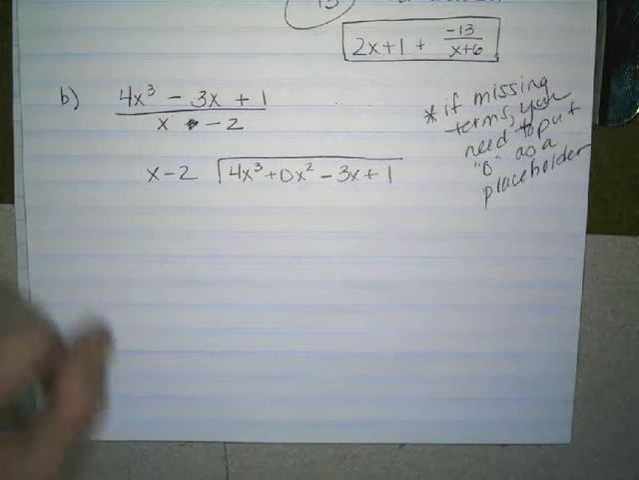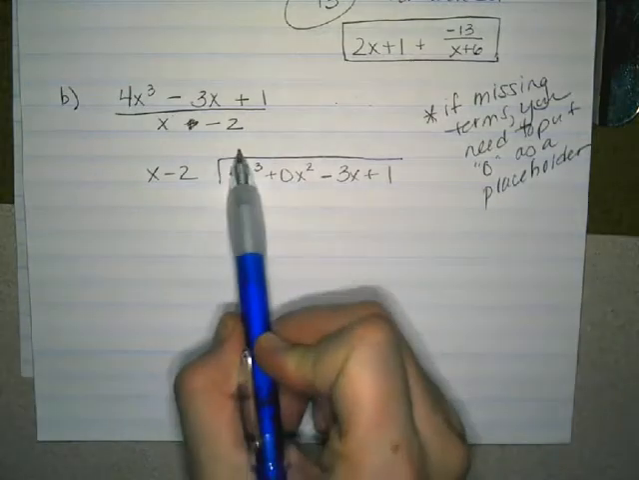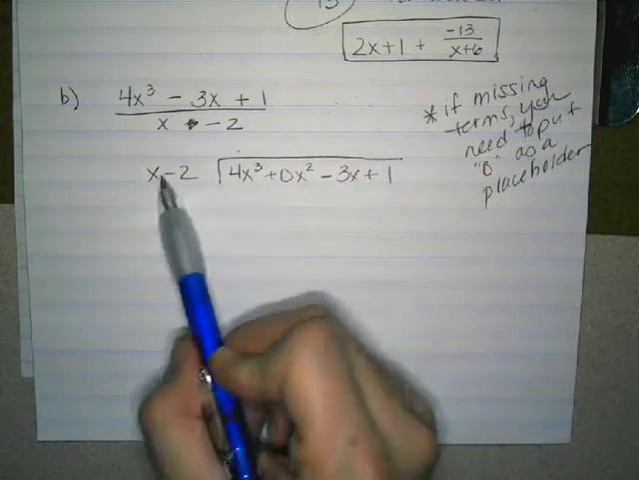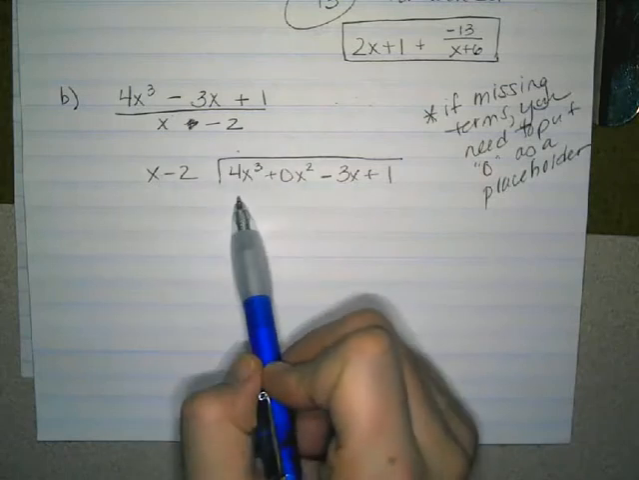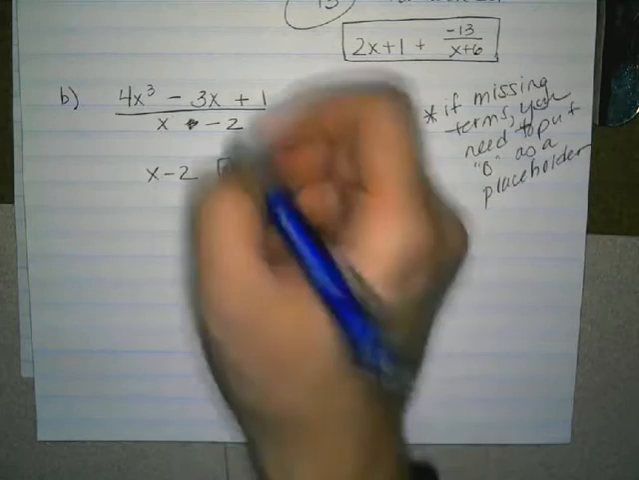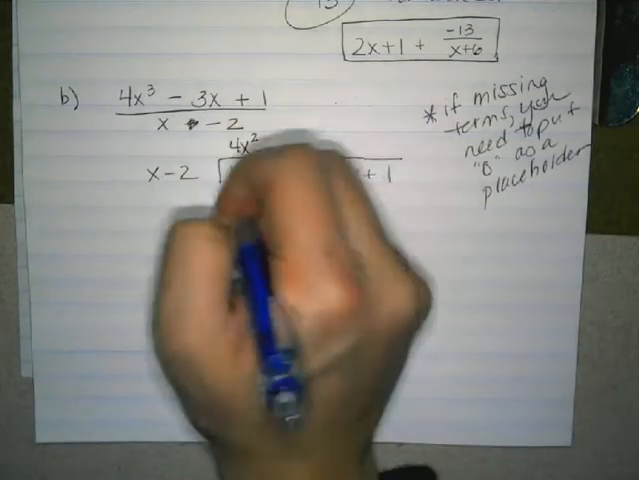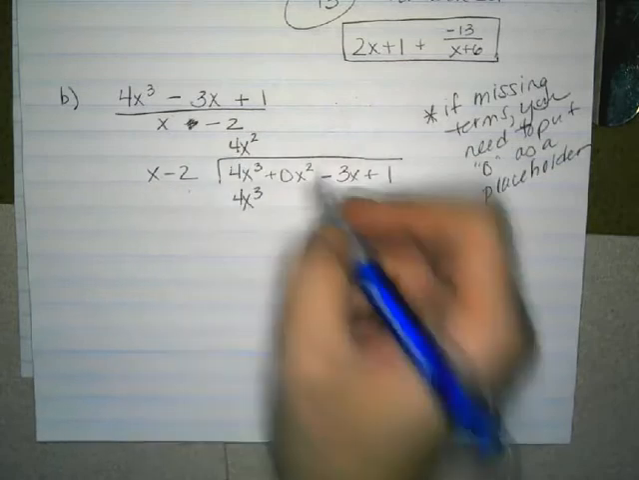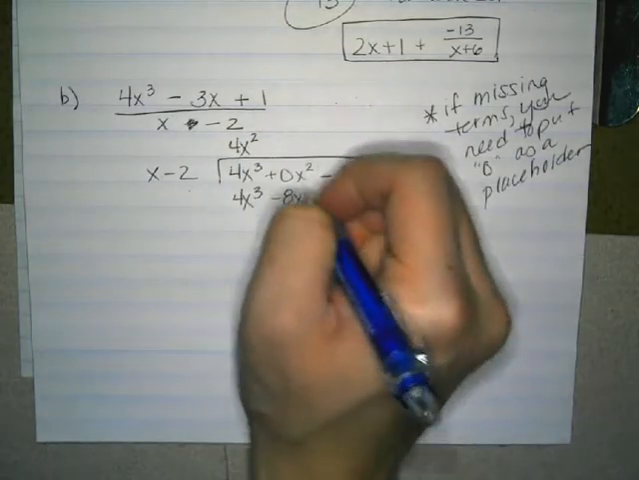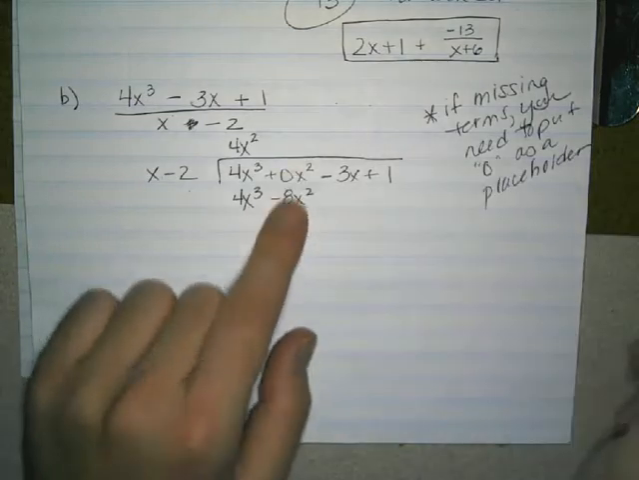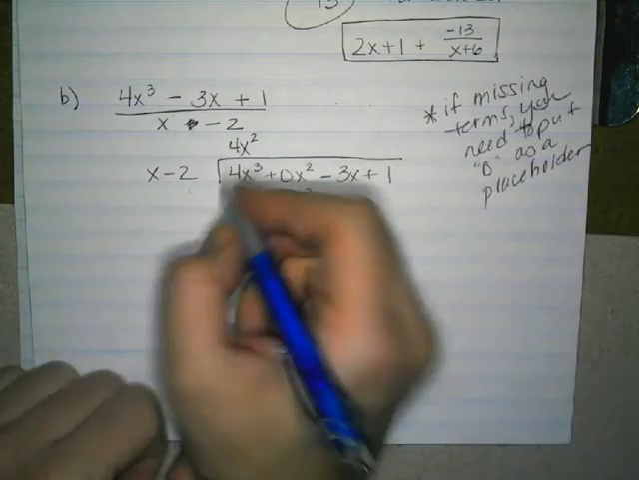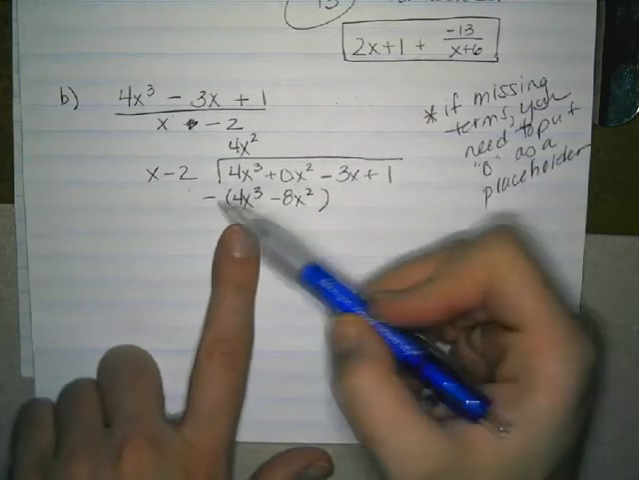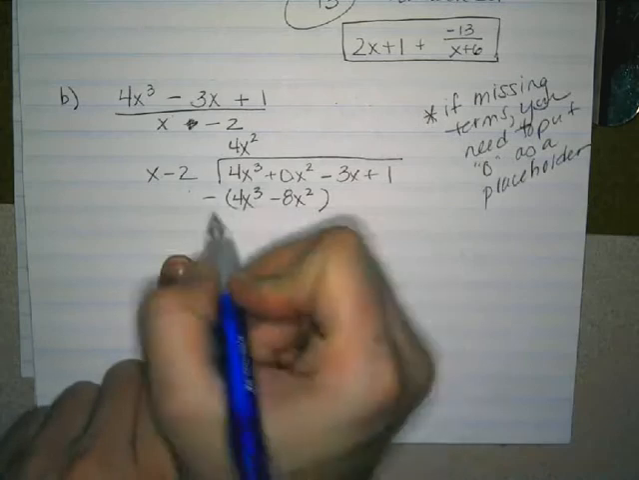Okay, and then you go through the same process. So you start your pencil at the very top, ask yourself the question, what times x gives me 4x cubed? Well, the answer to that would be 4x squared. And you can't forget about that negative 2, so 4x squared times negative 2 gives me negative 8x squared, and that's the reason why we have that placeholder, so that we can line up my like terms. Then you subtract. First terms would cancel out, and 0 minus a negative 8 would actually be positive 8.